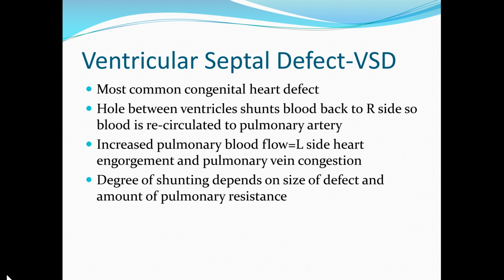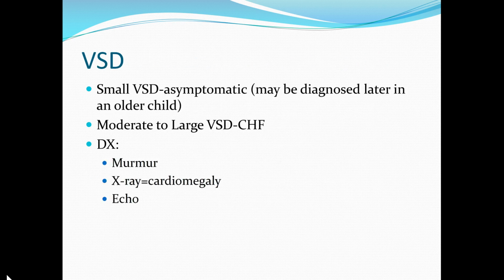The next one is ventricle septal defect, VSD. This is the most common congenital heart defect. It's about 15 to 20% of cases of pediatric heart defects. It's a hole between the ventricles which shunts blood back to the right side so that blood is recirculated to the pulmonary artery. So you're going to have increased pulmonary blood flow, which results in the left side of the heart being engorged and pulmonary vein congestion. And the degree of the shunting depends on the size of the defect and the amount of the pulmonary resistance. So again, these can be small or large.